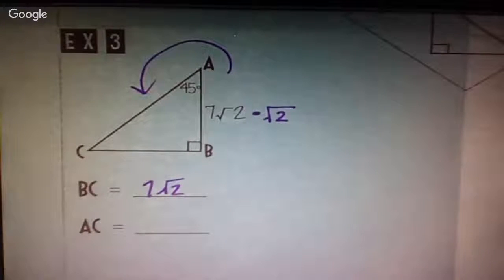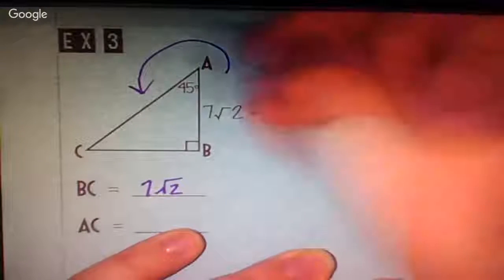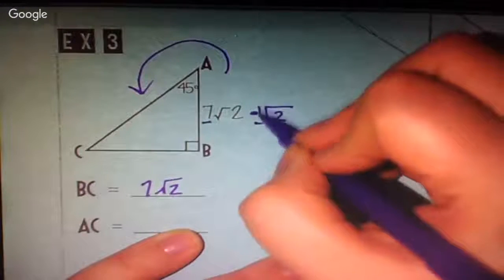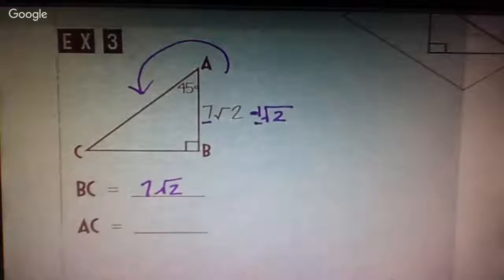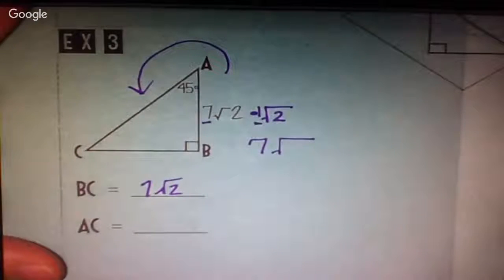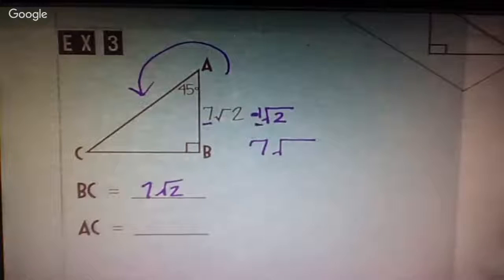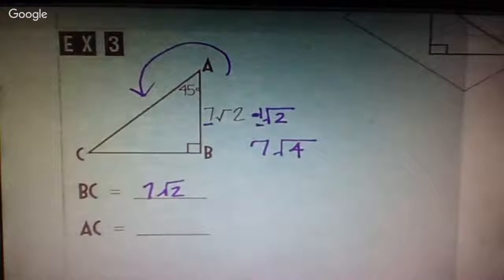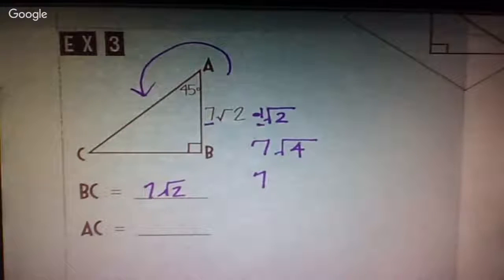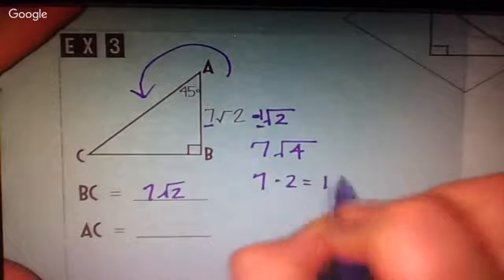Okay. So remember, we multiply the coefficients first. So what's the coefficient of this one? 7. What's the coefficient of this one? 1. Remember, there's an unwritten 1 there. So that becomes 7. Then we keep the square root and multiply the radicands. So that becomes 4. So 7 square roots of 4. Well, I can simplify the square root of 4. That's 2. So that makes it 7 times 2, which is 14.